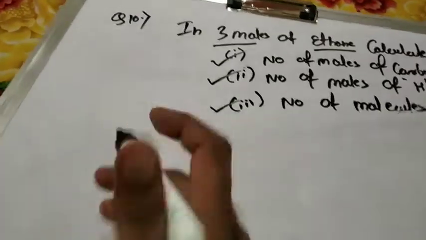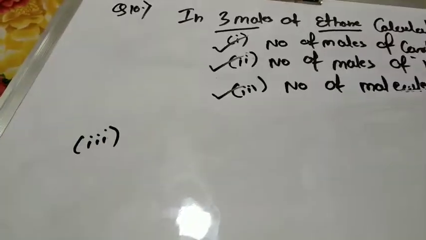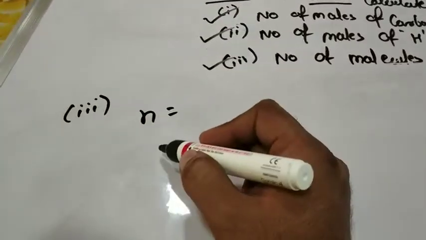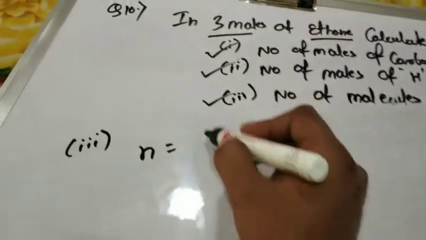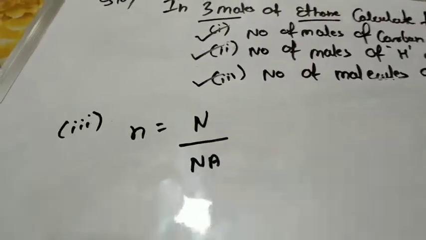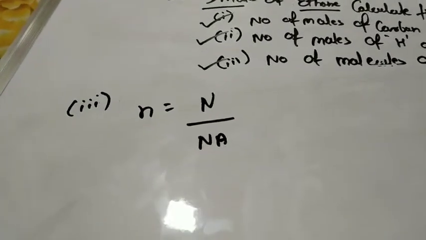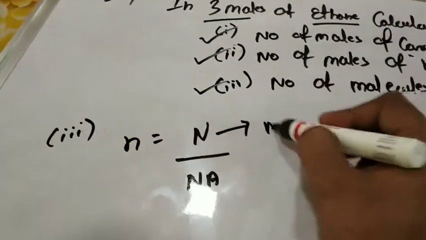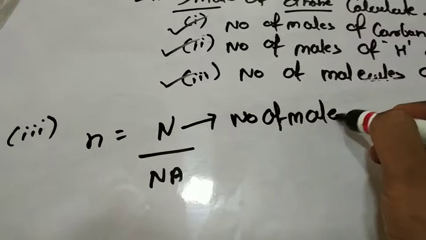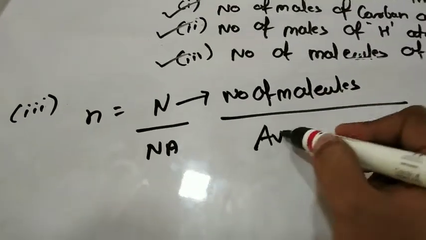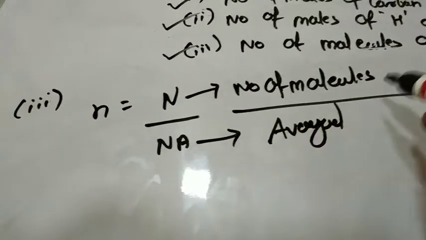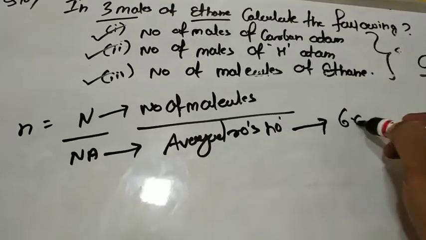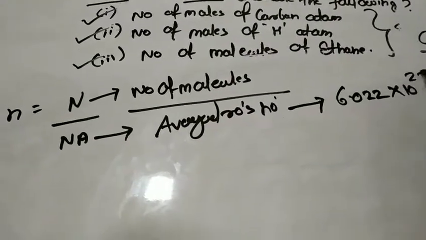Okay, in step number 3, what do we need to calculate? We need to calculate the number of molecules of ethane. Now we will use the formula n is equal to N by Na. See, this is the formula which we are going to use for the calculation. What is N here? N is nothing but the number of molecules, divided by Avogadro's number. Na is nothing but Avogadro's number. You are all aware of Avogadro's number. What is Avogadro's number? 6.022 into 10 raised to 23.